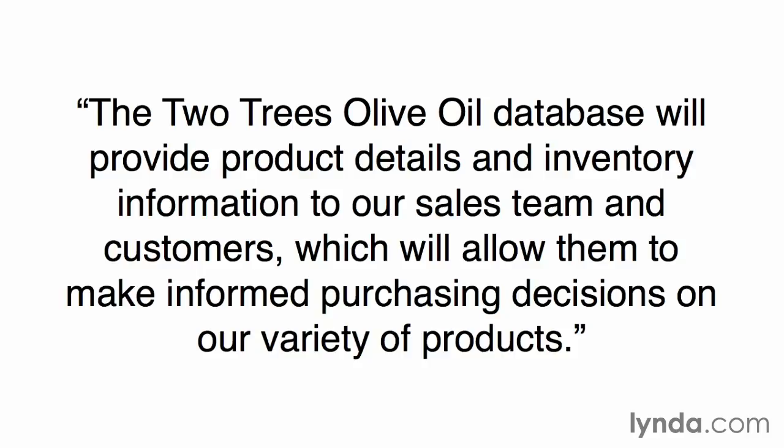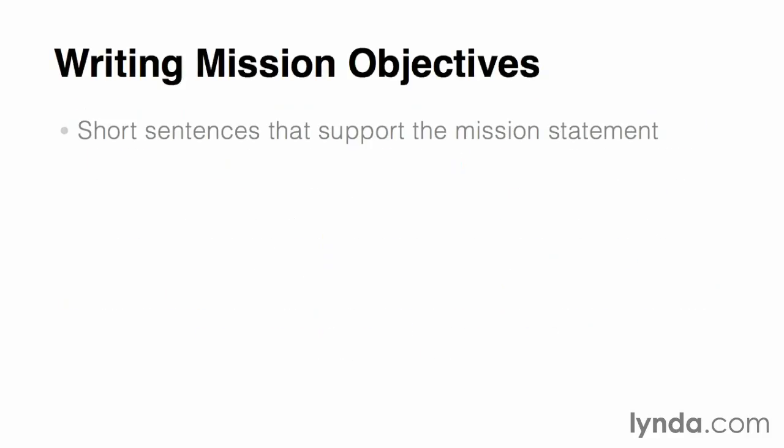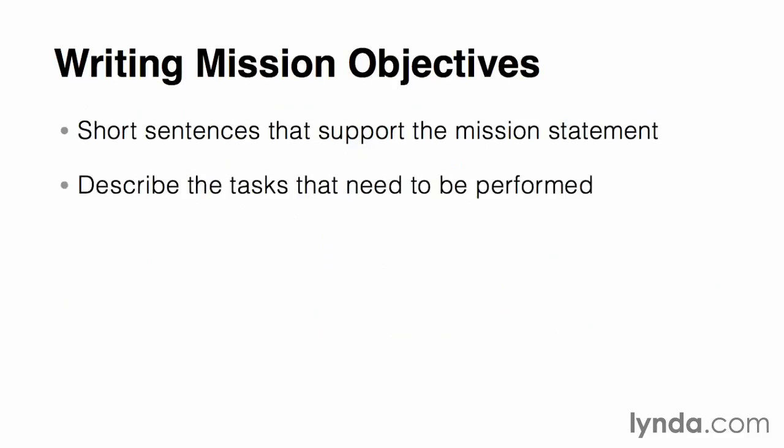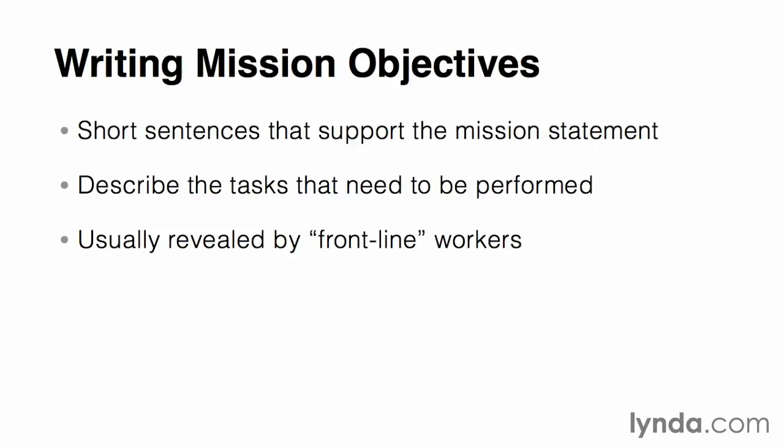Once the mission statement is written and agreed to, it's time to get a little more specific. Here we're looking to identify the mission objectives. Mission objectives are short sentences that support the overarching mission statement and describe the tasks that will need to be performed. These objectives will mostly come from the people on the ground, so to speak, the people on the front lines of the organization, and they identify what they need to be able to do to support the overall mission.